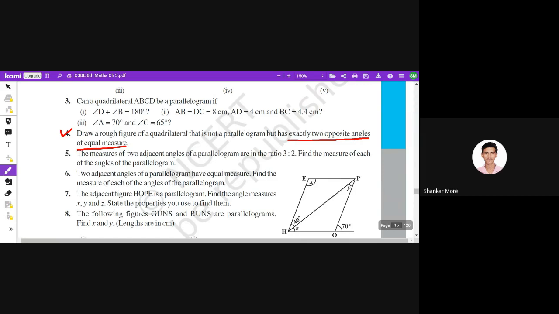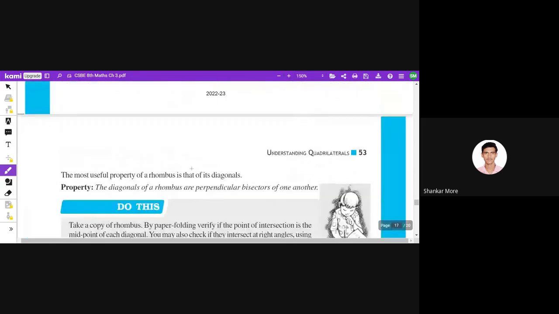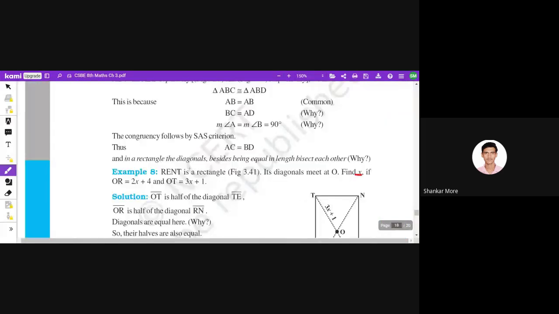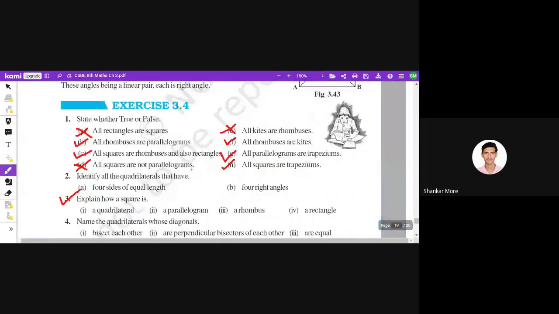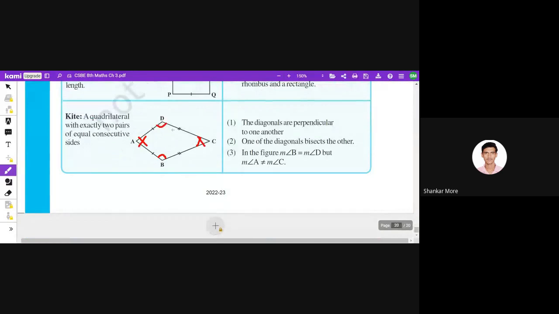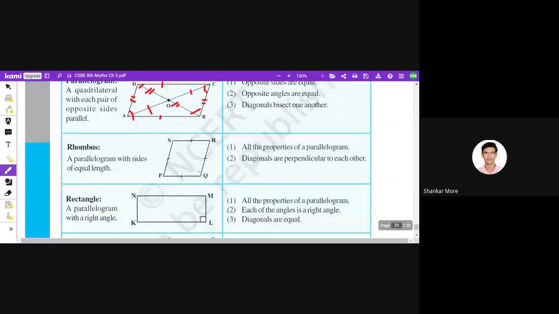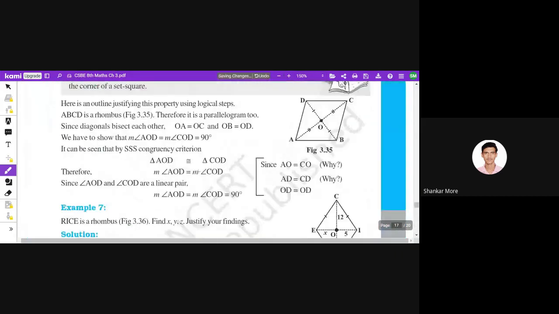We saw just now that B and D were the same. I will go back to that figure again. See here, this is a quadrilateral, right? It has two opposite angles as equal and two of them are not. So this is the figure that we needed. So the kite is the figure.